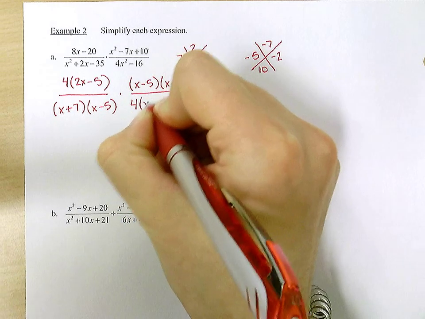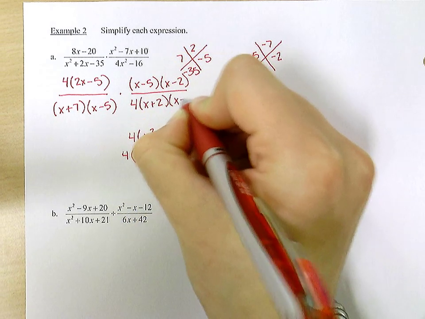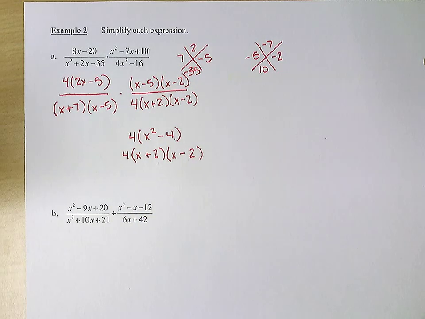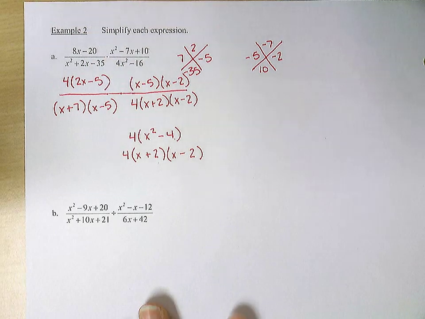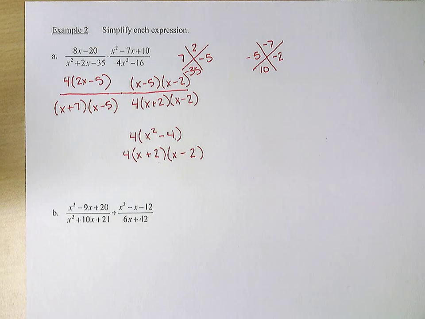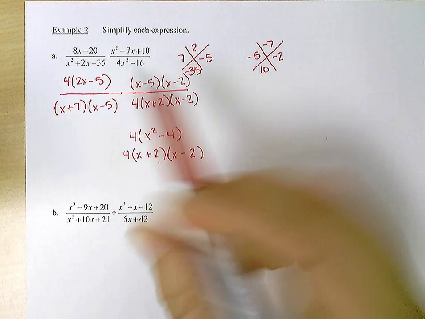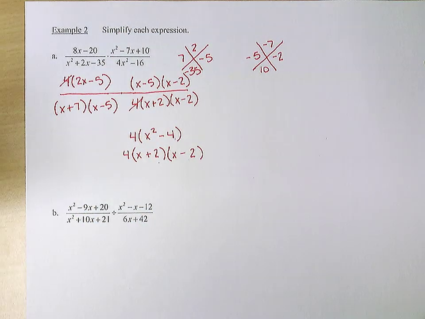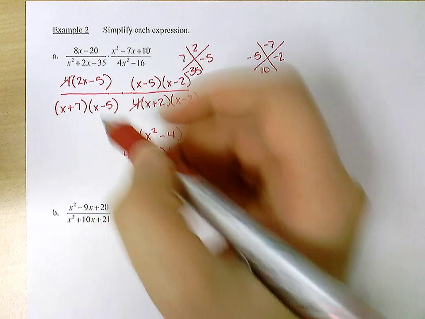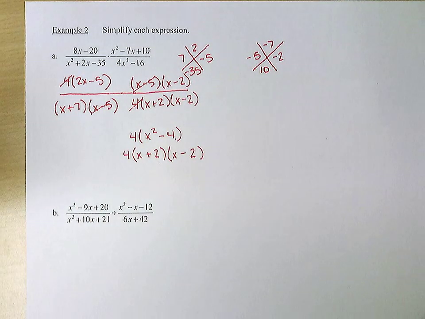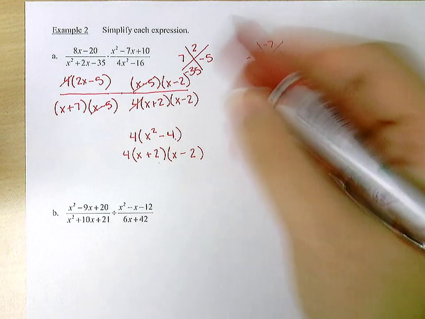So now I have 4 times x plus 2 times x minus 2. Okay, from here, since we're multiplying straight across, I can start canceling because my fraction bar will just extend. I'm just multiplying all those together. So we want to see what's the same in the numerator and denominator. Well, I have a 4 over a 4. That cancels to 1. I have an x minus 5 over an x minus 5. And I have an x minus 2 over an x minus 2.